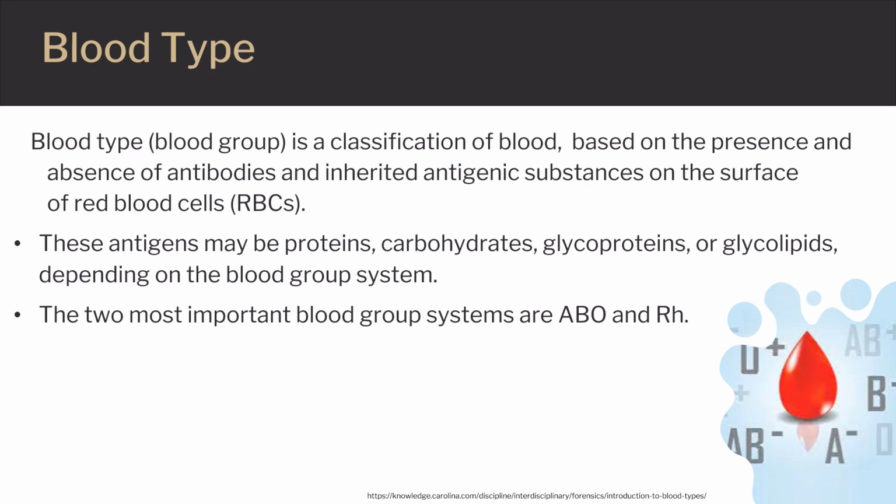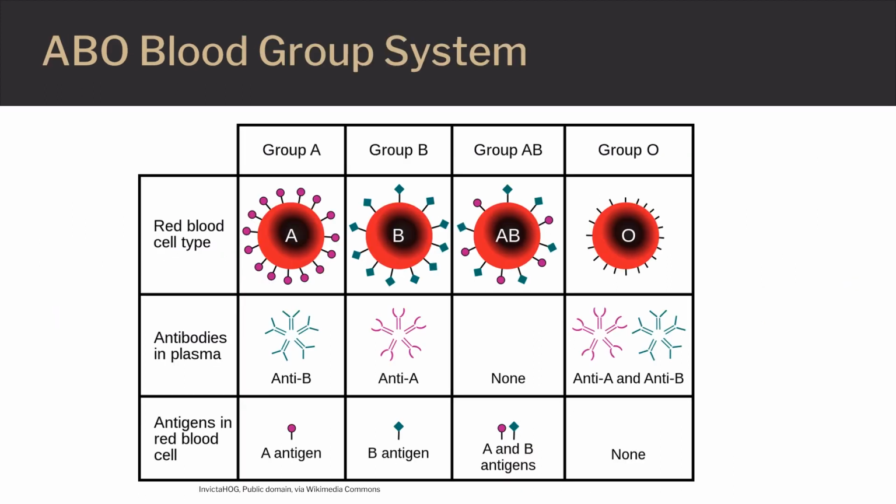The ABO blood group system involves two antigens and two antibodies found in human blood. The two antigens are antigen A and antigen B. The two antibodies are antibody A and antibody B. The antigens are present on the red blood cells and the antibodies in the serum.